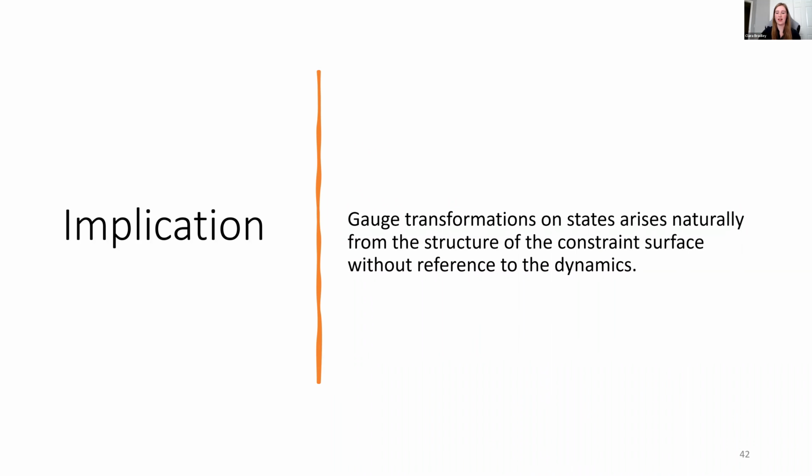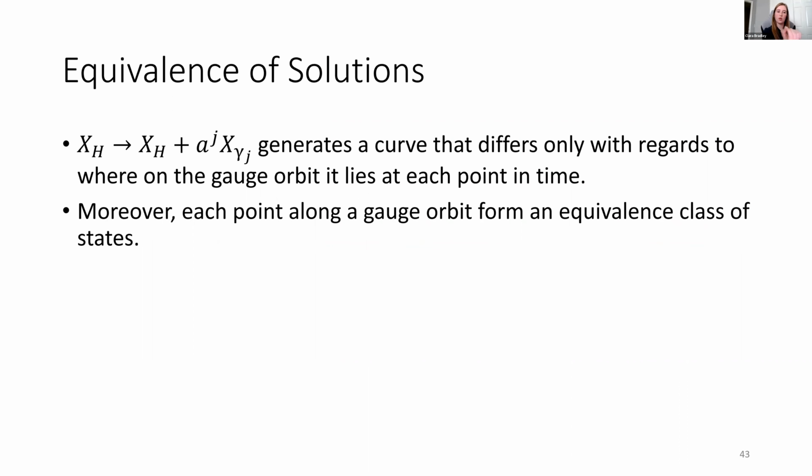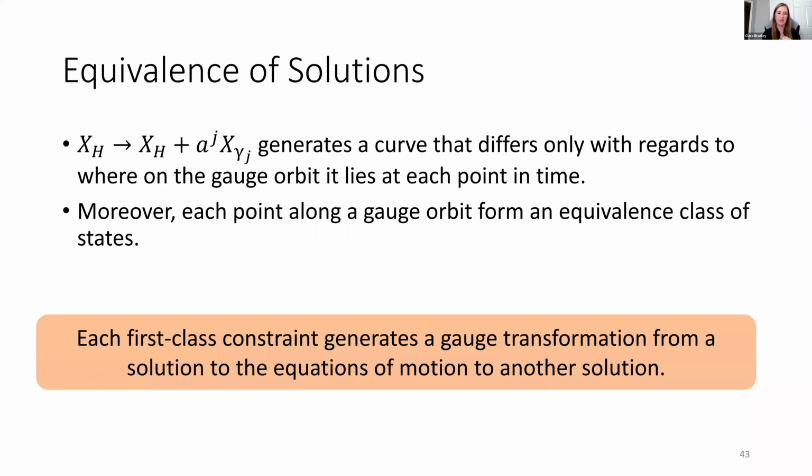And finally, with these two things in hand, we can think about the equivalence of solutions. So we've already shown that transforming the Hamiltonian to this wider equivalence class of vector fields generates a curve that differs only with regard to where on the gauge orbit it lies at each point in time. And moreover, we've argued that each point along a gauge orbit forms an equivalence class of states. And so naturally from these two facts, we have that each first-class constraint also generates a gauge transformation from a solution to another solution, in the sense that transforming a solution by an arbitrary amount along the gauge orbit at each point will give a new curve that's a solution generated by a Hamiltonian with just a different combination of null vectors. And we have a natural reason to think that these are physically equivalent, since the Hamiltonians of this kind form an equivalence class and the states along a gauge orbit form an equivalence class.